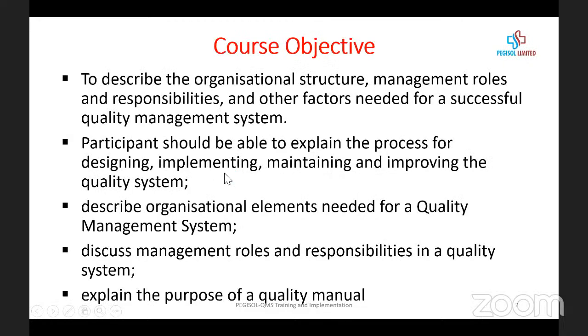So we look at it. The course objective is to describe the organization structure, the management role and responsibility, and other factors that are needed for a successful quality management system. Other objectives include: participants should be able to explain the process of designing, implementing, maintaining, and improving the quality system; to describe the organizational elements needed for a quality management system; to discuss management role and responsibility in a quality system; and, last but not the least, to explain the purpose of the quality manual.